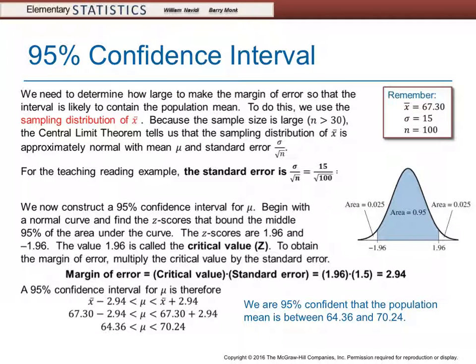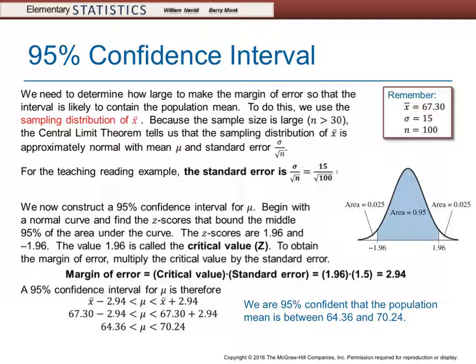So we're going to go through finding a 95% confidence interval. We need to determine how large to make the margin of error so that the interval is likely to contain the true population mean. To do this, we use the sampling distribution of x bar. Because the sample size is large and greater than 30, the central limit theorem tells us that the sampling distribution of x bar is approximately normal with mean mu and a standard error of sigma over the square root of n. For the teaching reading example above, the standard error is 15 divided by the square root of 100.